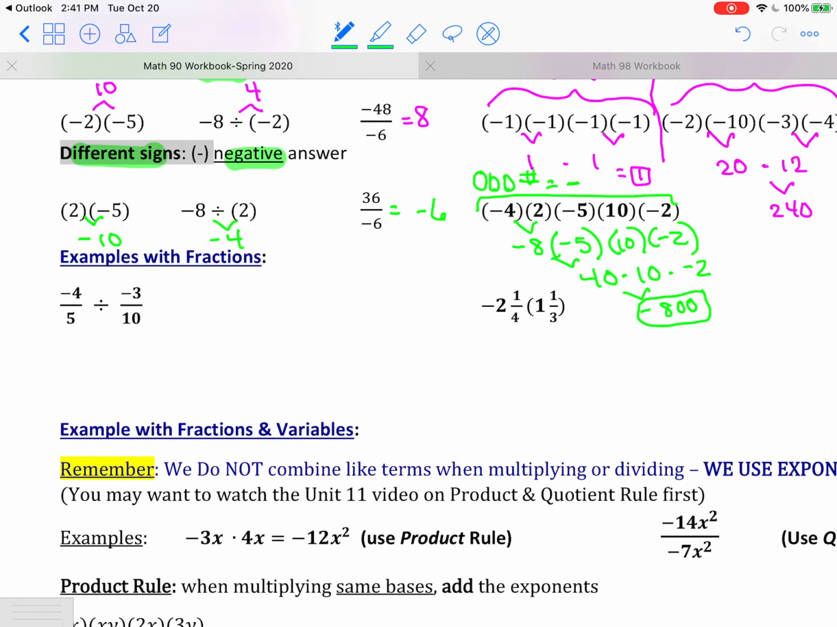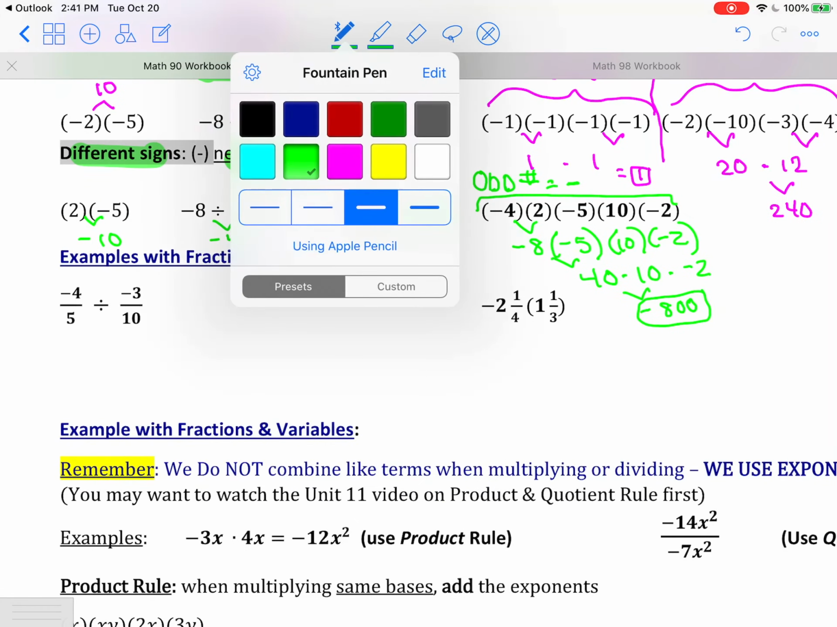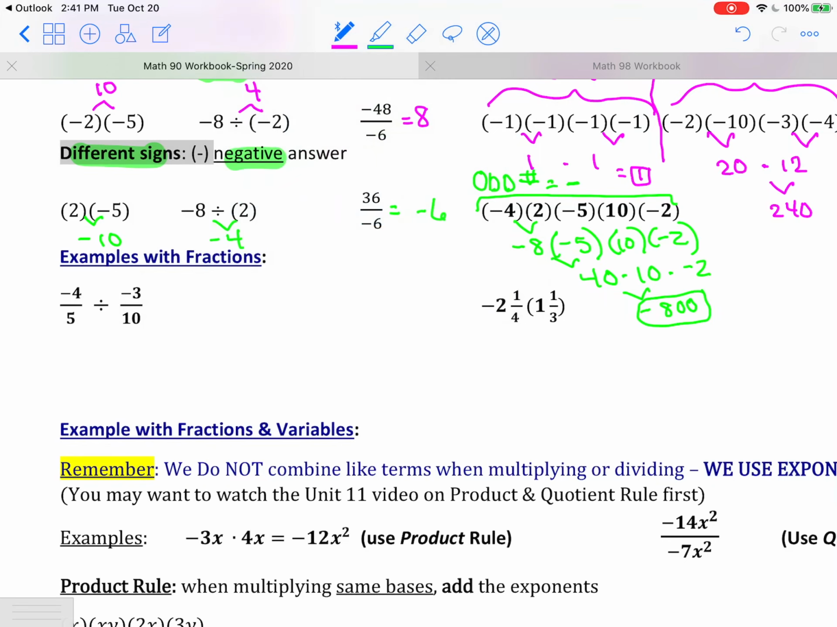Okay, so here's a couple of examples when we throw in fractions. Let's take a look at that. Here we have a negative fraction divided by a negative fraction, right? We have two negatives, so we know that we are going to have a positive answer, right? So we can look at that right at the beginning, it's kind of a look ahead, and we know what to expect in terms of the sign of our final answer.